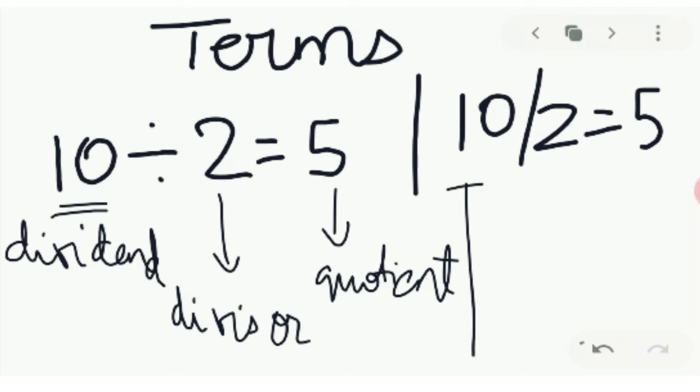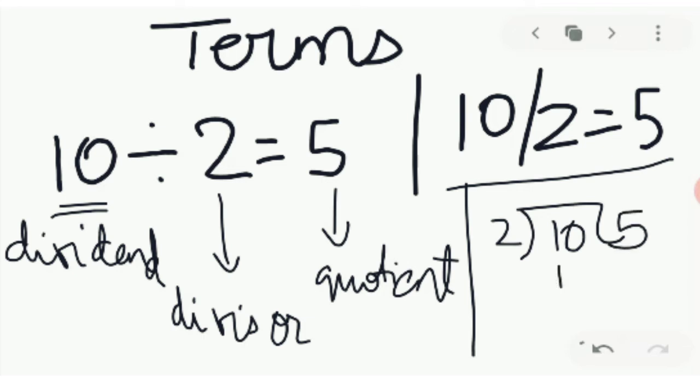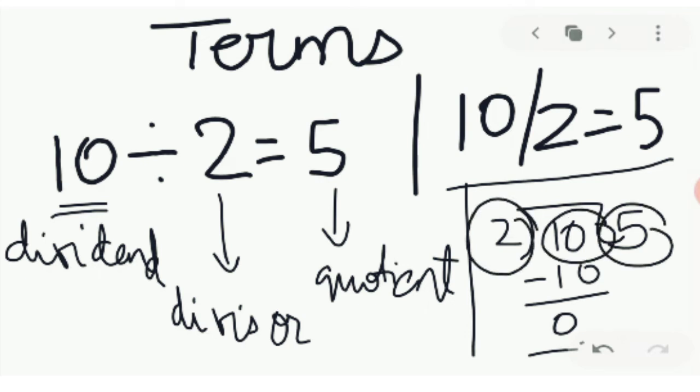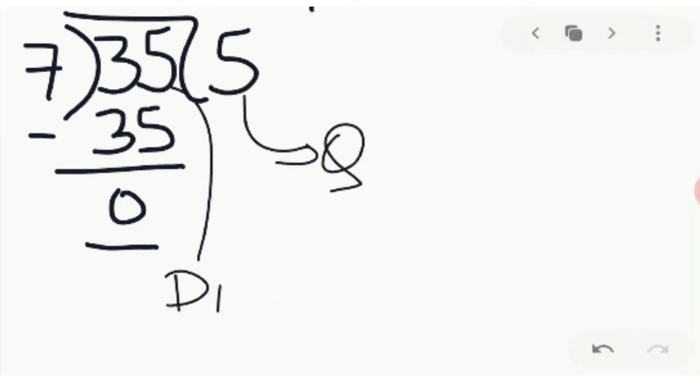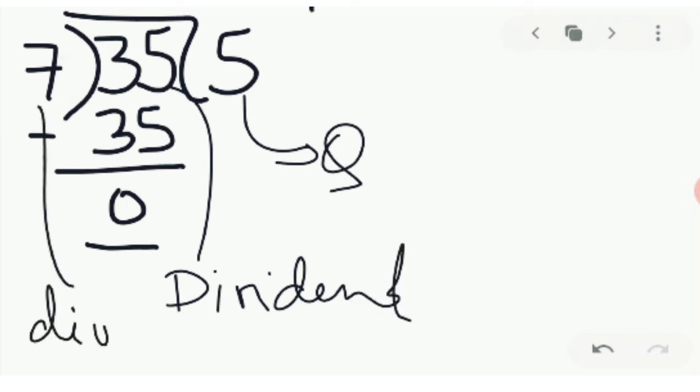Now let's just write it in terms of division. 10 divided by 2 is 5. So what is this? This is the divisor, this is the quotient and this is the dividend. Let's identify the terms again. This is the quotient, this is the dividend, and this is the divisor.